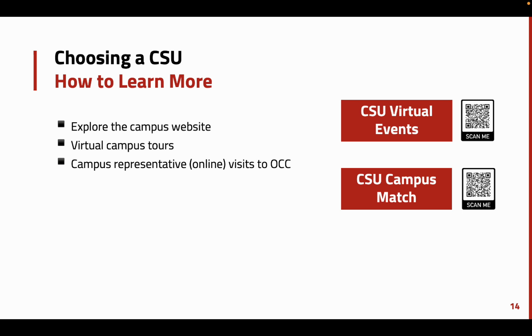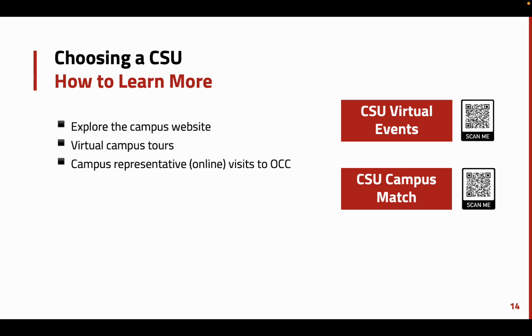So how do you actually find out more information about these different elements? Well, the first thing you can do is explore the campus website. There's going to be a lot of different information about all of these things on their campus website. There are also typically virtual campus tours posted on the websites for the individual campuses, and you can see if in-person tours are offered, and this would be campus by campus.